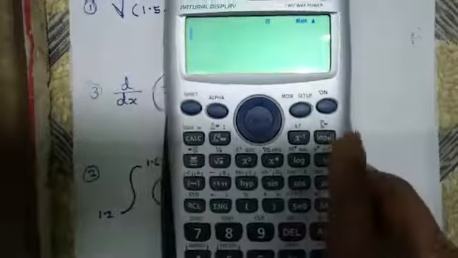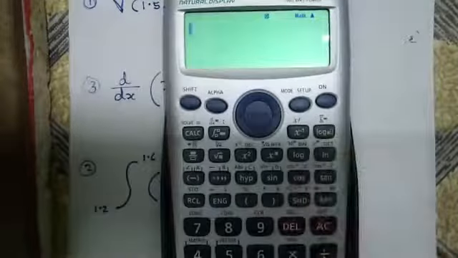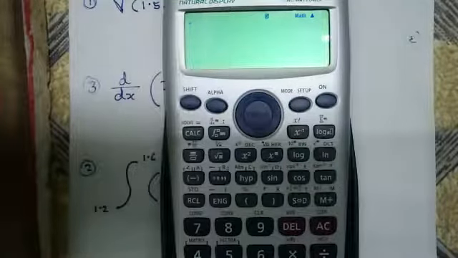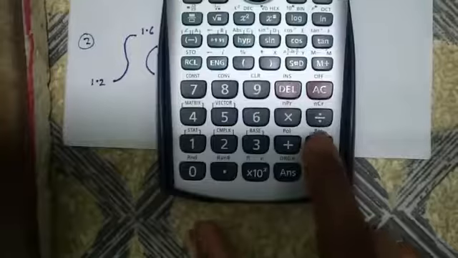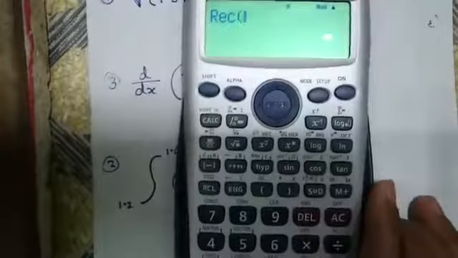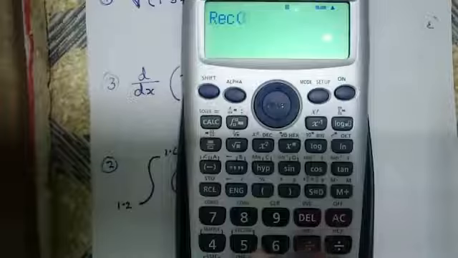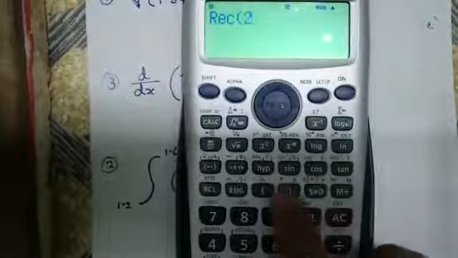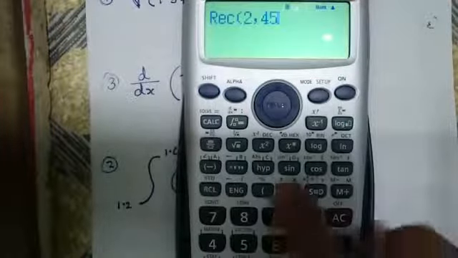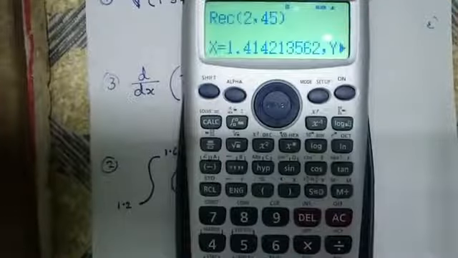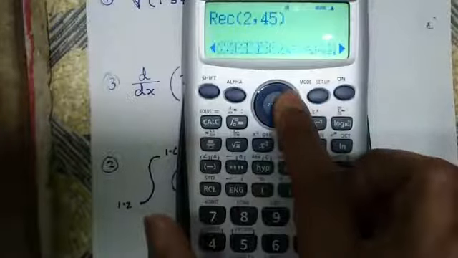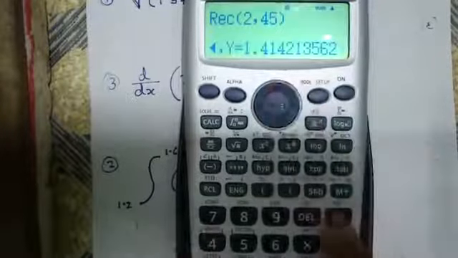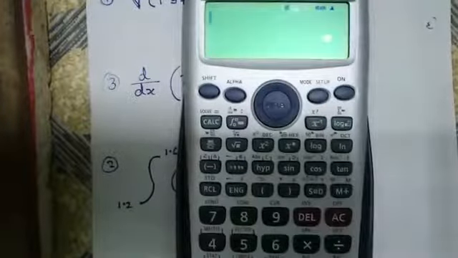And 20th feature is rectangular to polar conversion using shift and minus, rectangular. So if I put in shift comma 45 degrees equals to, x is 1.414, that is root 2, and y is also 1.414, that is root 2, the previous question.